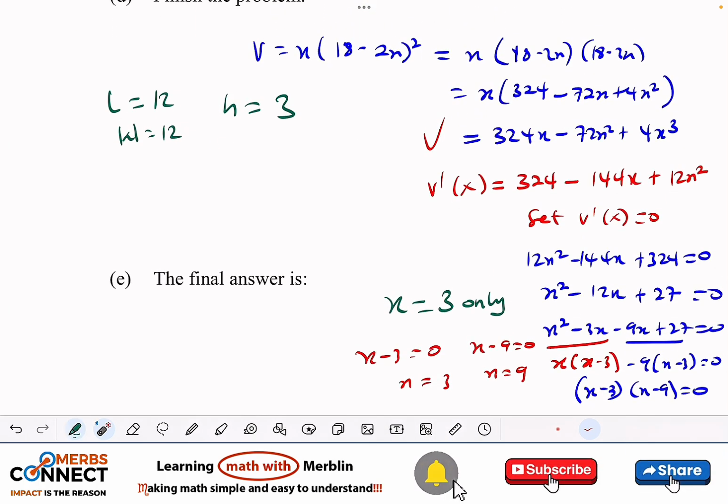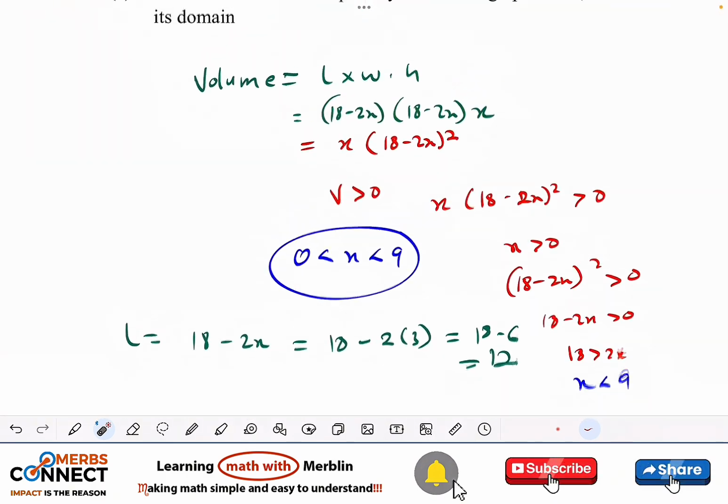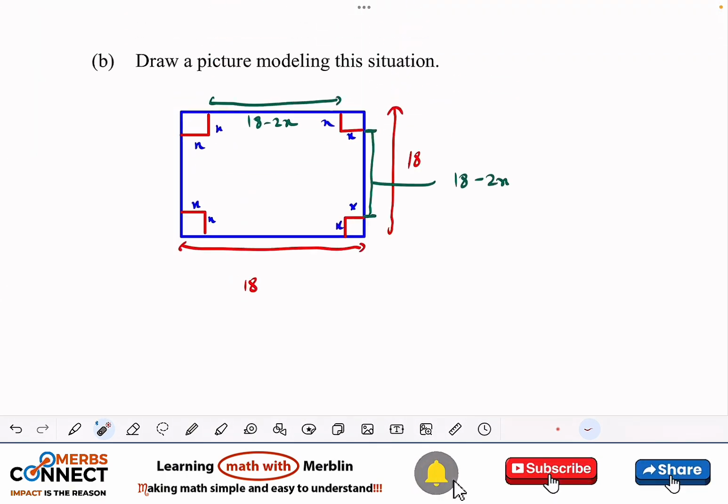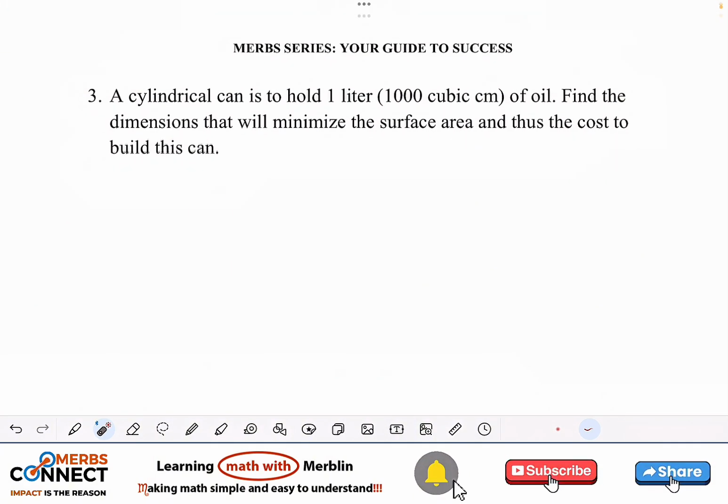And since we have the dimensions, L equal to 12, W equal to 12, and H equal to 3, then we can find the volume. So volume is L times W times H, and we have 12 times 12 times 3. 12 times 12 is 144, times 3 should give us 432. Good. So this is what you are going to get for finding the volume. Let's take the last two questions, and then I'll give you trial questions to solve, right?